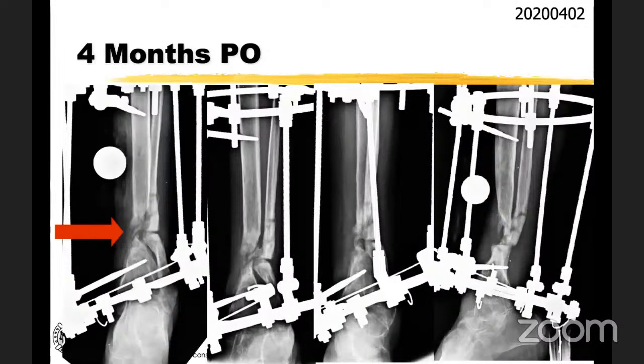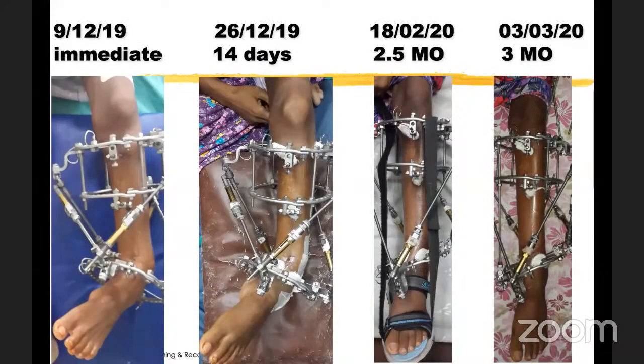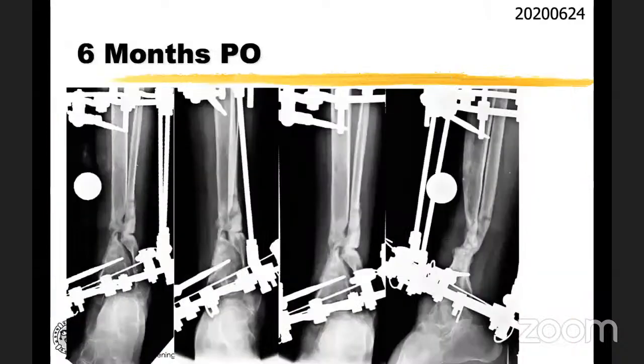This is at the end of 4 months. As the red arrow shows, there is some callus formation at the distal third tibial non-union site and union between the tibia and fibula. This is the clinical picture. Immediately it was in severe varus and recurvatum deformity, followed by the second image showing distraction. The third image shows alignment correction, and the rightmost image shows neutral alignment. This is 6 months post-op.